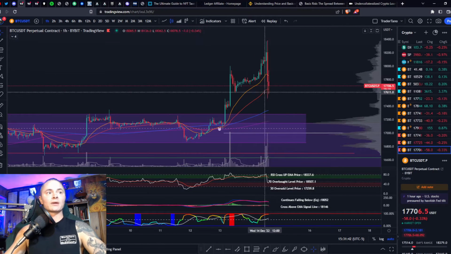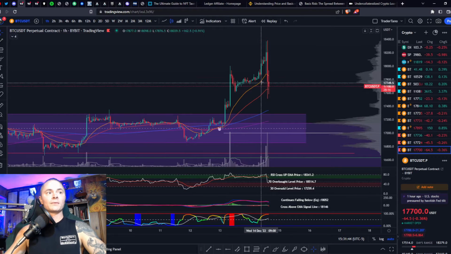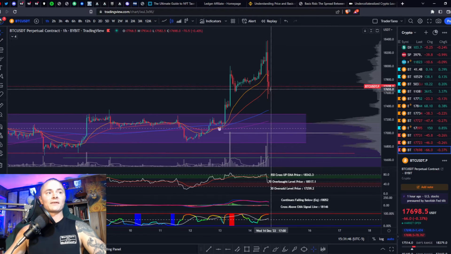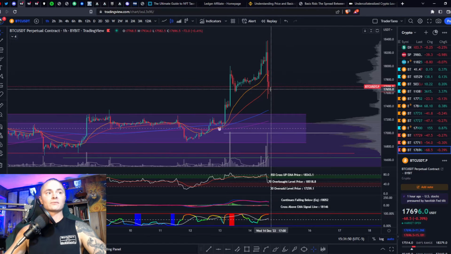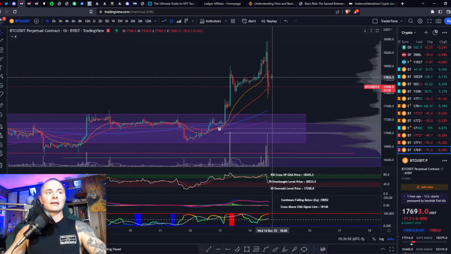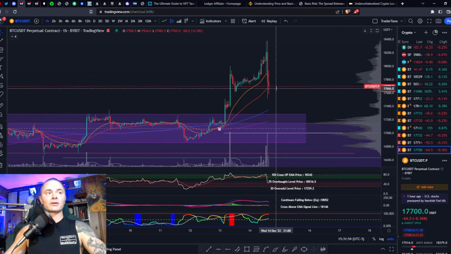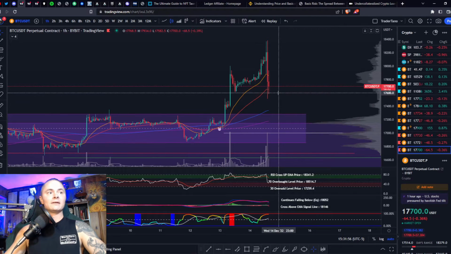Now it looks like your 21 and your 50 are starting to curl over. You are being held up by the 50 right now. As soon as you broke down below that 21, you cracked down, touched that 50 real quick. Like we were talking about, if you broke the 21, you'd probably come down to the 50.